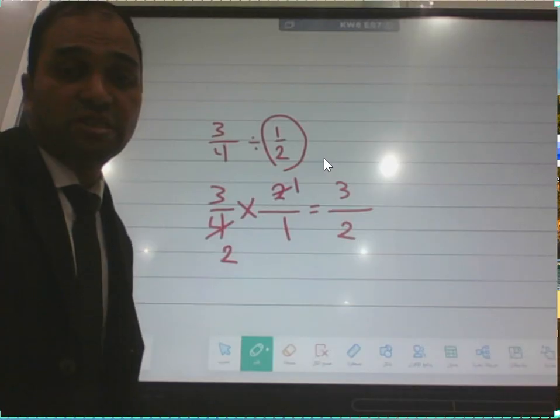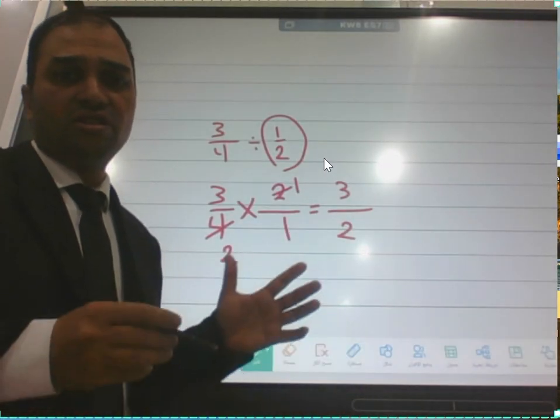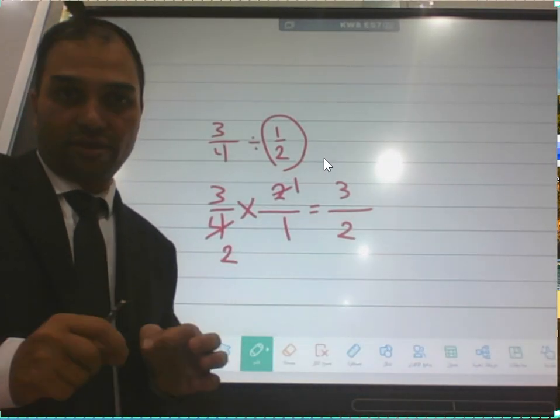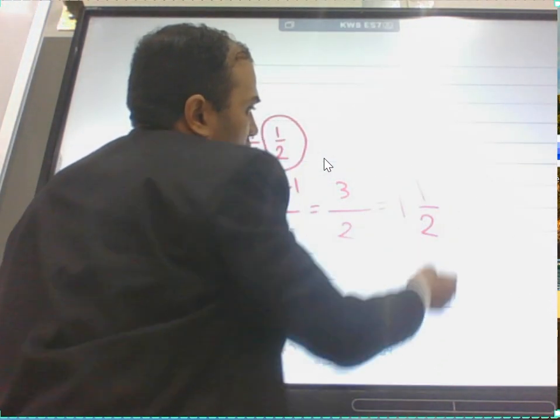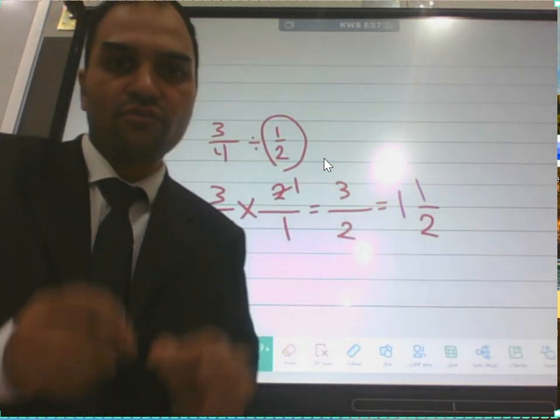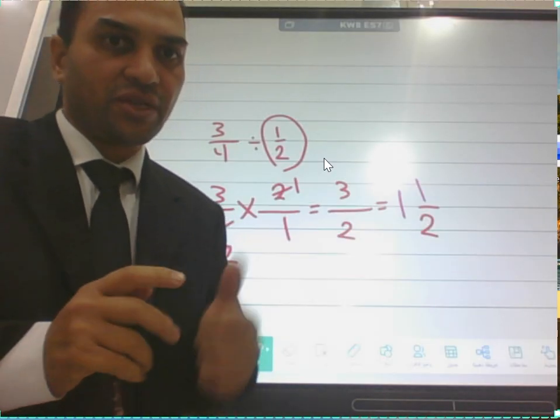We have an improper fraction. We must convert this improper fraction to a mixed number. 3 divided by 2 equals 1, and the remainder is 1. Okay? You can write here 1, and the remainder 1 over 2. Then the result in the simplest form will be 1 and a half. 1 and a half. Okay? It's about division.